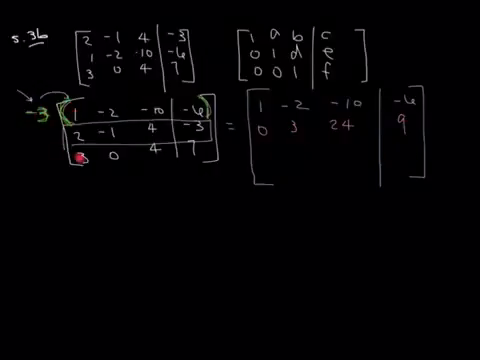So -3 times 1 is -3, plus 3 is 0. -3 times -2 is 6, plus 0 is 6. -3 times -10 is 30, plus 4 is 34. And -3 times -6 is 18, plus 7 is 25.